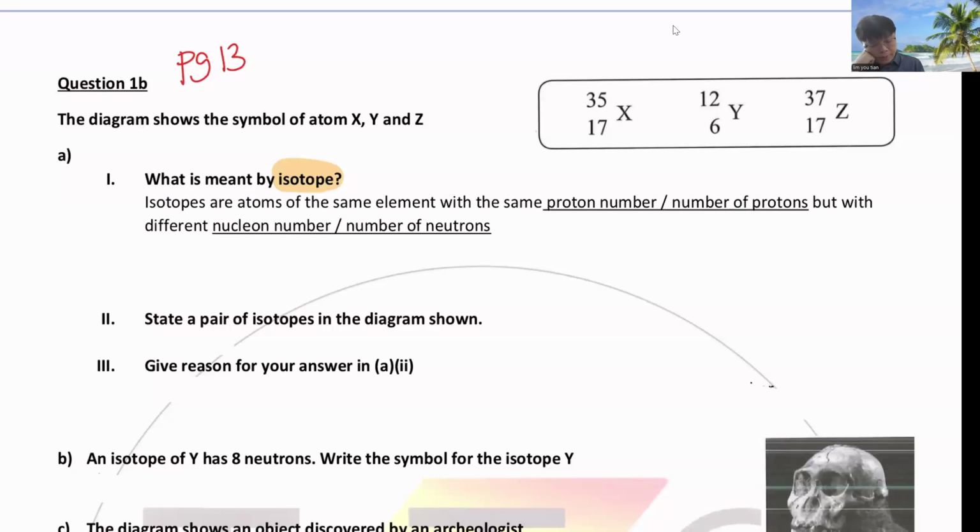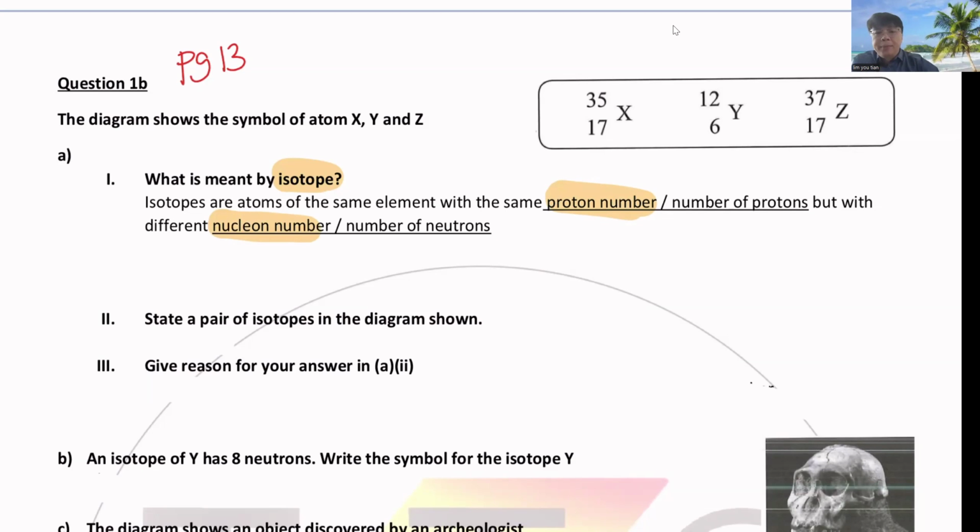You need to write: isotopes are the atoms of the same element with the same proton number, but with different neutron number. A quick one for chapter two. The question is quite standard for chapter two. Only the question for chapter three will be more complicated, because they can change the formula.